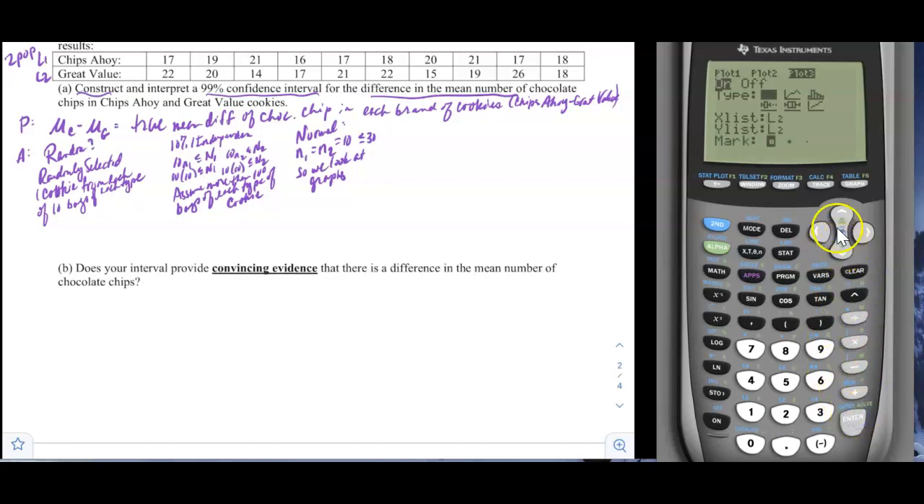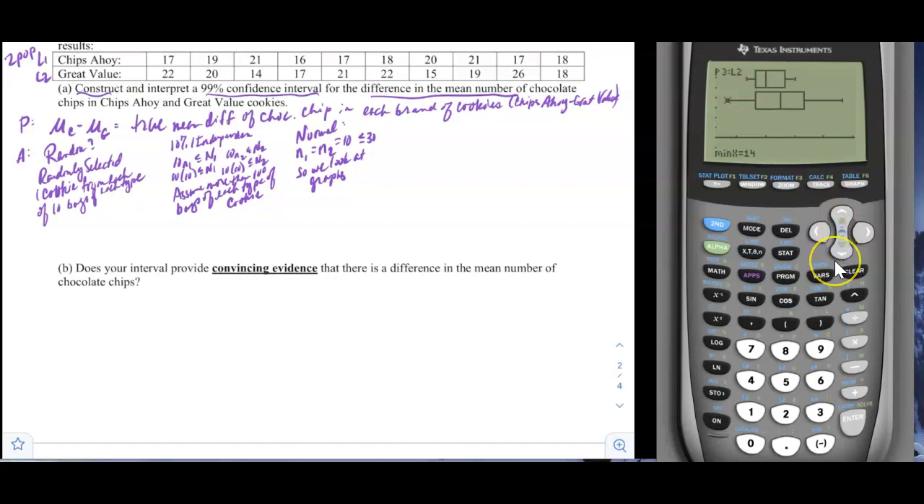So let's go with, oops, got to go back up there. Hang on, turn this one on. We're going to go over to this one instead. And we're going to make sure this is list 2. That looks great. And then we'll do zoom 9 for this one. See, this one's a better picture for me, right? Because now I can actually see what the two are. If I press trace, it tells me this is my Chips Ahoy, and this one is my Great Value, right?